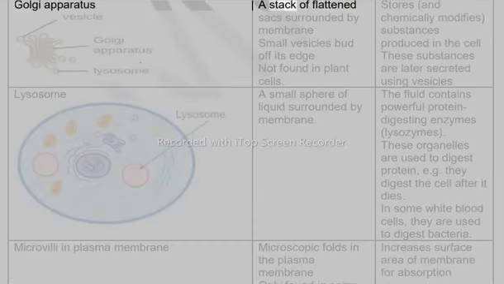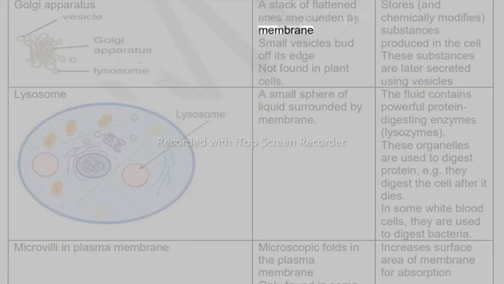Golgi apparatus. A stack of flattened sacs surrounded by membrane. Small vesicles bud off its edge. Not found in plant cells. Stores and chemically modifies substances produced in the cell. These substances are later secreted using vesicles.